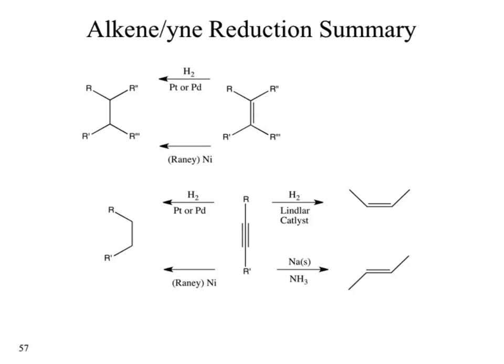So this is just our summary slide of the reduction. It cleans it up so that we can see all those pieces. The alkyne, if we use H2 and platinum or palladium, would go to the alkene. Alkenes react, and it reduces all the way down. Kind of makes sense?